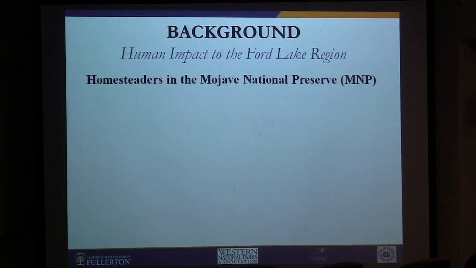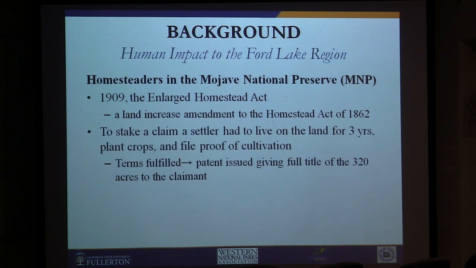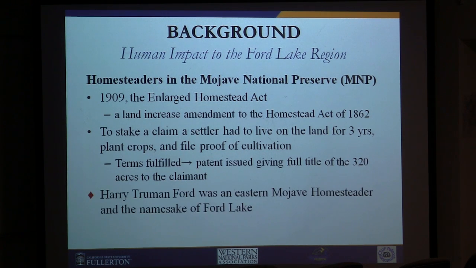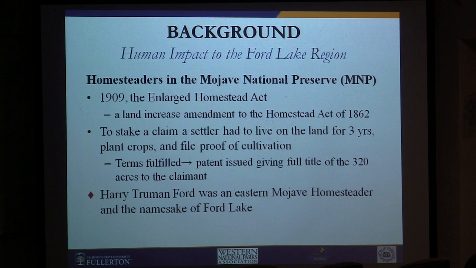We'll move up to the homesteaders. So in 1909, there was an enlarged Homestead Act, which is basically just increasing the land size that they're going to give the homesteaders. To stake a claim, a settler just had to live on the land for 3 years, plant crops. I found that they didn't have to be successful. I think desert farming. And file proof of cultivation. Once the terms were fulfilled, the patent would be issued, giving them full title to the 300 acres to the claimant. And Harry Truman Ford was an Eastern Mojave homesteader and the namesake for our Ford Lake, and his family still has the land there.